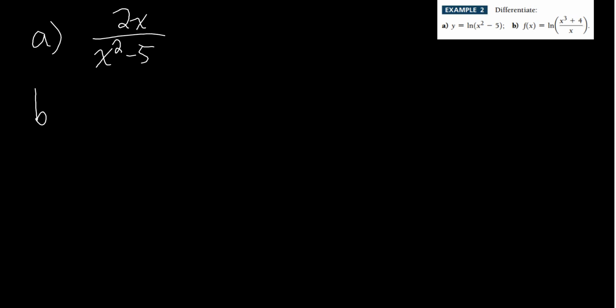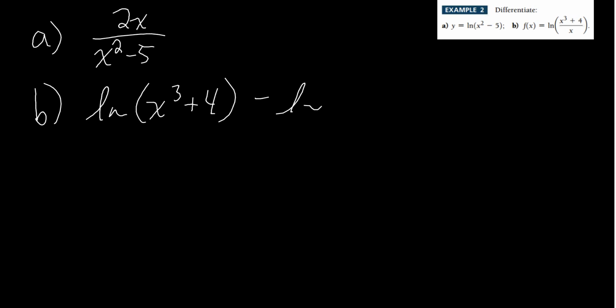Now b, like I said, it looks like it's going to be a doozy, but if we recall our logarithm rules, then we know that we can actually rewrite this into something a lot more pleasing to the eyeballs. The natural log of x cubed plus 4 minus the natural log of x. And now that is so much easier.